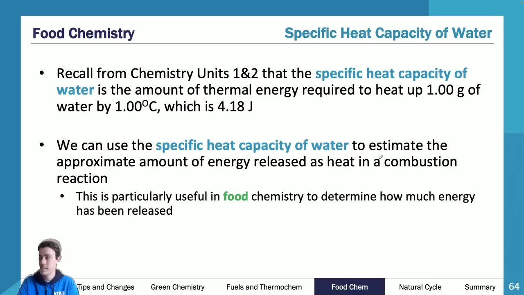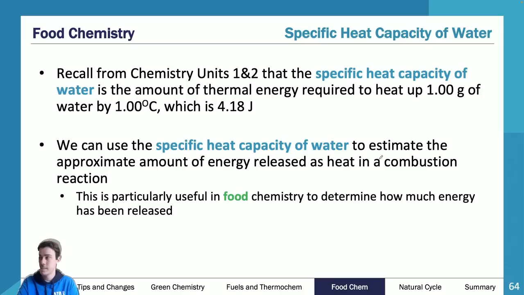Your equation looks like this. Q equals mc delta T. I hope you remember this. It's actually a really good equation to work with. You've got energy in joules, your mass in grams, your specific heat capacity, which is technically in joules per gram per Kelvin. Don't worry about it. It's just going to be 4.18. And then your delta T.